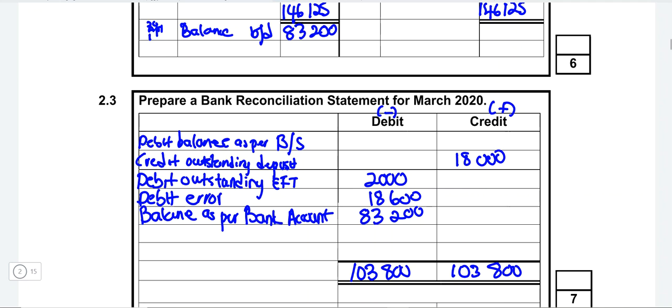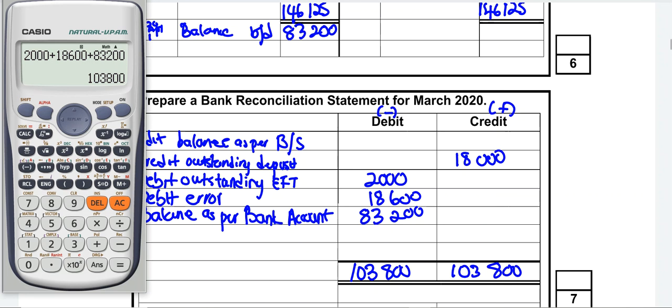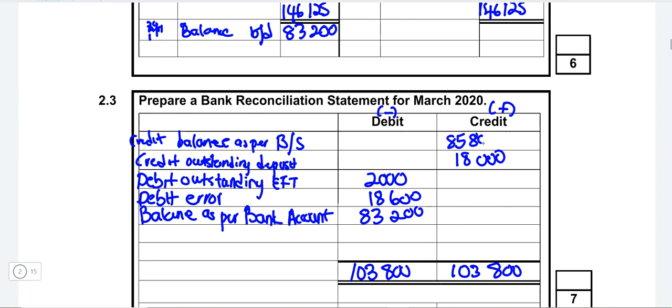So I'm going to erase here because we can already tell that the balance of the bank statement is on the credit side, because the shortage is on the credit side. So I'm going to put credit here. Okay, so we have credit balance as per bank statement. So that balance is the balancing figure. So 103,800 minus 18,000 will give us that balancing figure, which is 85,800. And by doing this, guys, we are done completing our bank reconciliation statement.